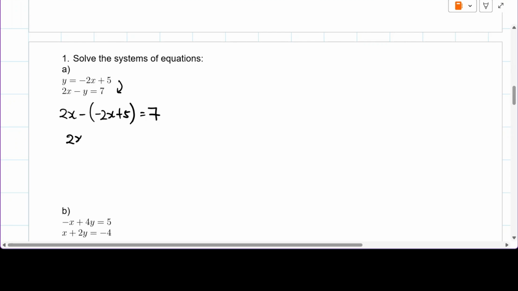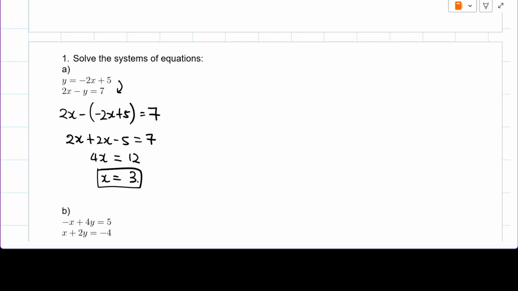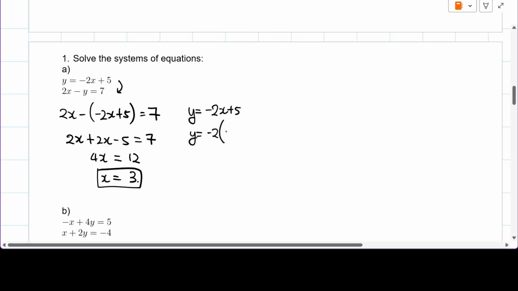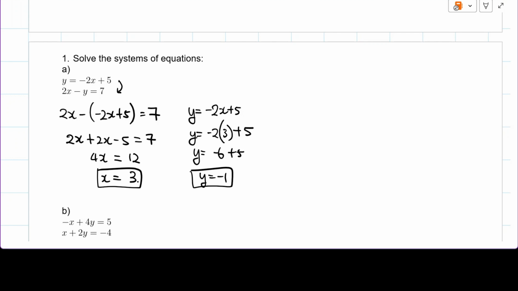So when I open the brackets, it becomes 2x plus 2x minus 5 equals 7. And then let's collect like terms. 4x equals 12. So that's x equals 3. So that's one of the answers. Now, to solve the system of equations, I also need to find the y value. So I'm going to find that using the first equation. y equals negative 2x plus 5, which means y equals negative 2 times 3, x was 3. Always use a bracket there. y equals negative 6 plus 5, y equals negative 1 is my answer. So I found x equals 3 and y equals negative 1 as my answer.